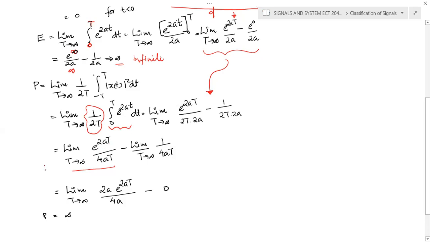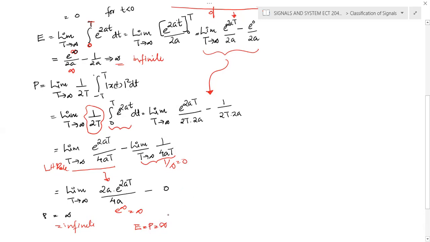So I need to apply L'Hospital rule. Okay, L'Hospital rule, if you apply, I need to take the derivative of the numerator. So 2a e raised to 2at, and the denominator will get 4a. And if you apply the limit t tending to infinity, it becomes 1 by infinity, which is equal to 0. So the second term is 0. And if you apply the limit t tending to infinity in this particular equation, it becomes e raised to infinity. e raised to infinity is equal to infinity. So the power you will get infinite. So you'll get both E and P equal to infinity.